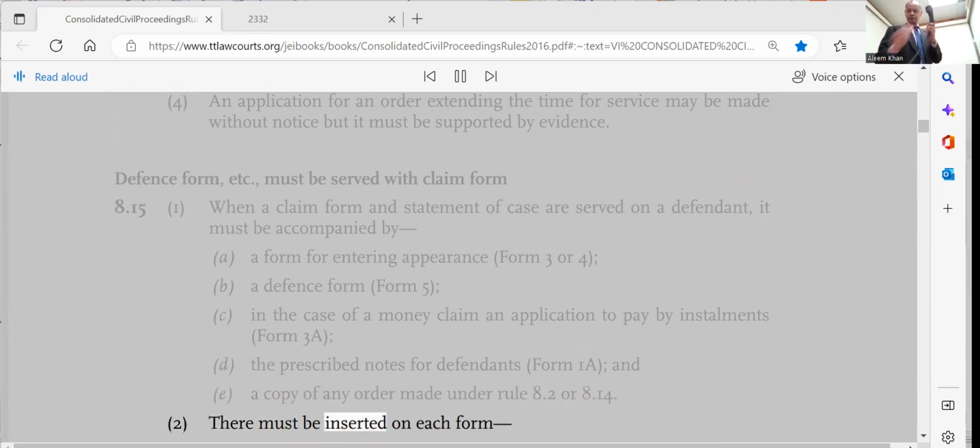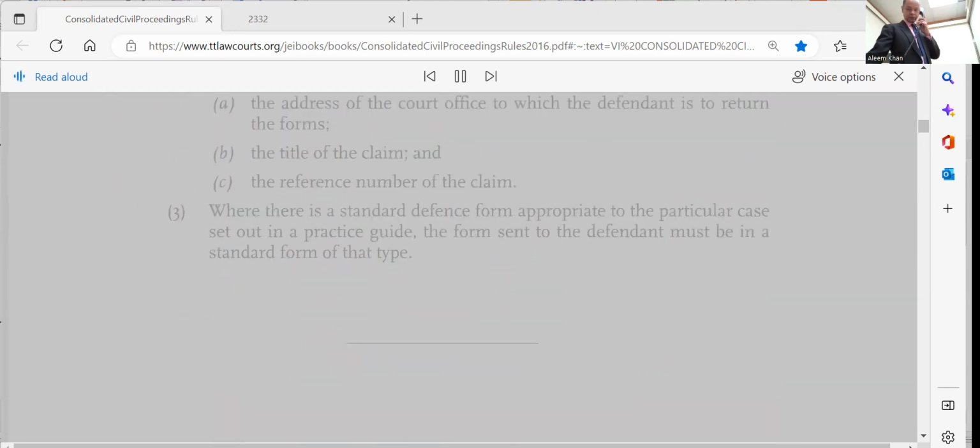2. There must be inserted on each form a, the address of the court office to which the defendant is to return the forms, b, the title of the claim, and c, the reference number of the claim. 3. Where there is a standard defense form appropriate to the particular case set out in a practice guide, the form sent to the defendant must be in a standard form of that type.